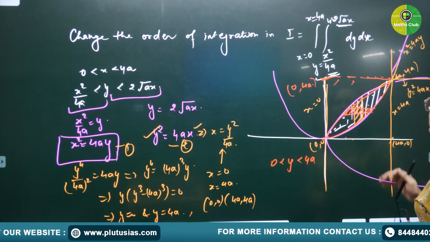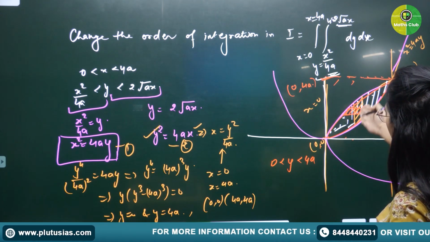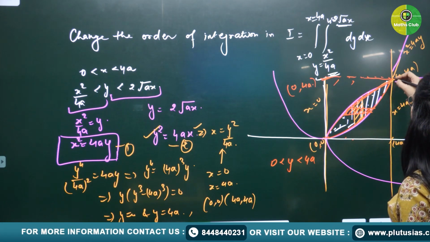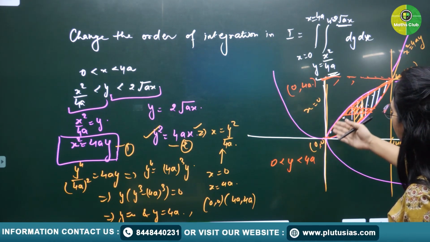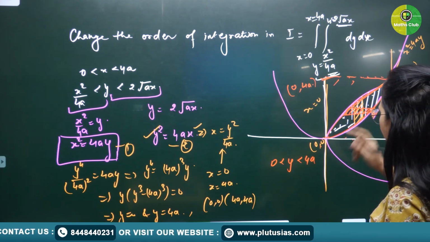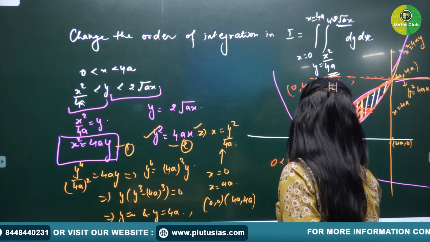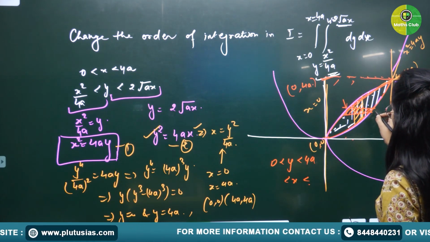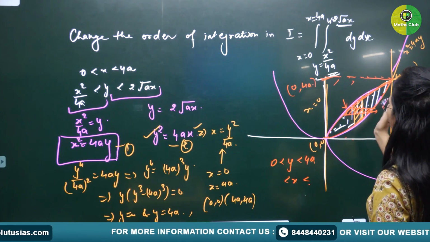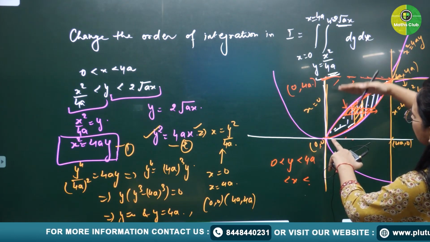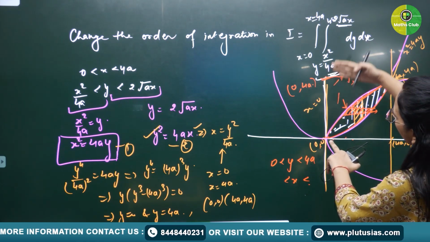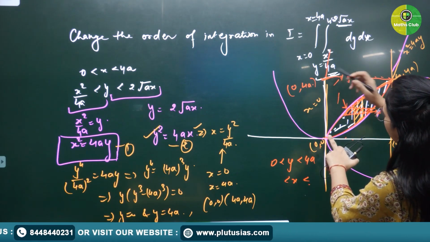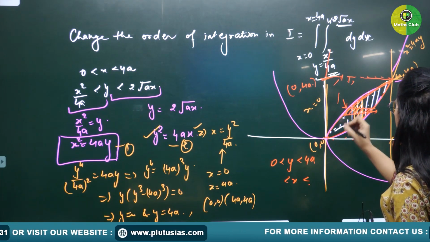So how would you cut these, and how would you write these limits? Because these limits would be fixed by x. So x would go from this line to this line. This is the limit for a horizontal strip, and this is the maximum height that it would go on the y-axis. So y ranges from 0 to 4a, and now we need to fix the limits of x.